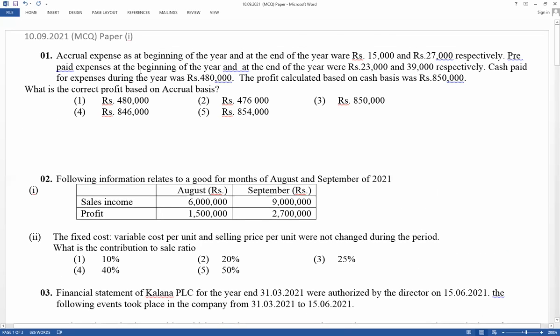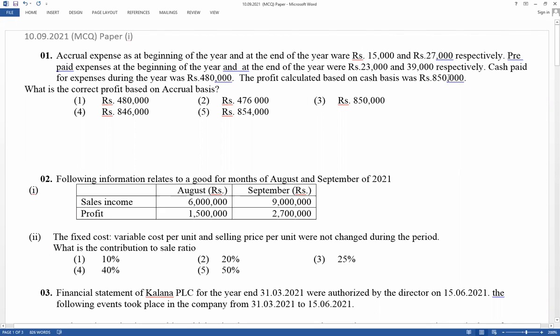Now think of question number 1, very important. It has given accrued expenses at the beginning of the year as well as the end of the year, and prepaid expenses also at the beginning and end of the year. And cash paid for expenses during the year is 480,000. That is the value paid in cash as expense. And it has given profit calculated based on cash basis, 850,000. This is an already calculated value.